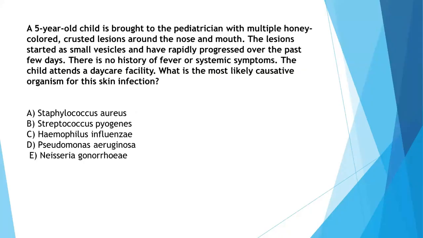So, what is the most likely causative organism for this skin infection? A 5-year-old child is brought to the pediatrician with multiple honey-colored crusted lesions around the nose and mouth. The lesions started as small vesicles and have rapidly progressed over the past few days. There is no history of fever or systemic symptoms, and the child attends a daycare facility. What is the most likely causative organism for this skin infection? Staph aureus, Strep pyogenes, H. influenzae, Pseudomonas aeruginosa, and Neisseria gonorrhoeae.